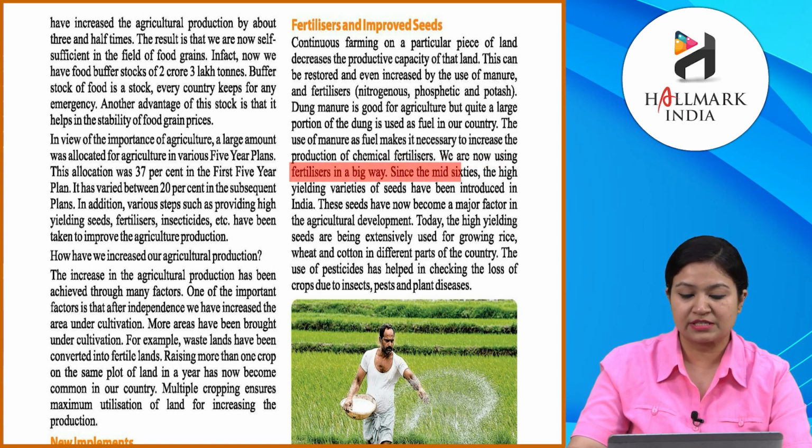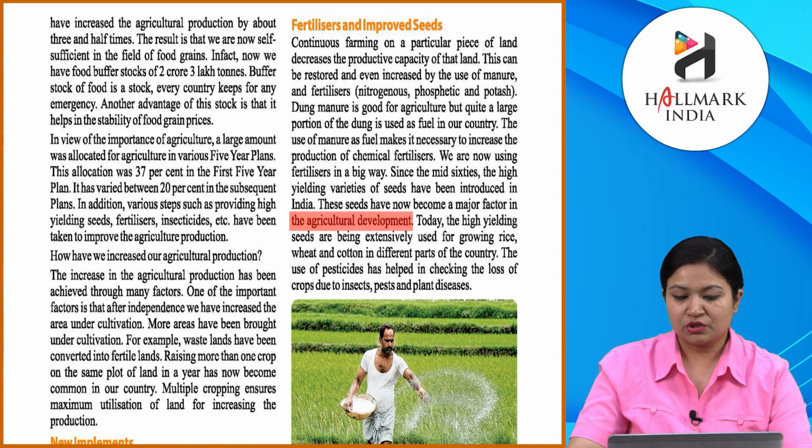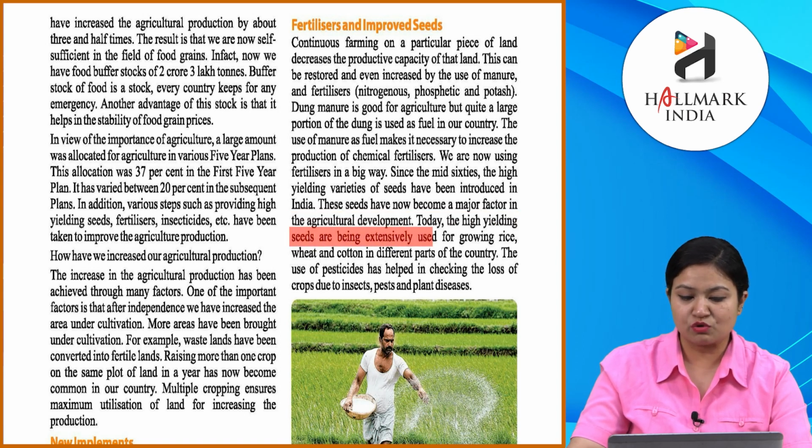Since the mid-60s, the high-yielding varieties of seed have been introduced in India. These seeds have now become a major factor in the agricultural development. Today, the high-yielding seeds are being extensively used for growing rice, wheat and cotton in different parts of the country. The use of pesticides has helped in checking the loss of crops due to insect pests and plant diseases.